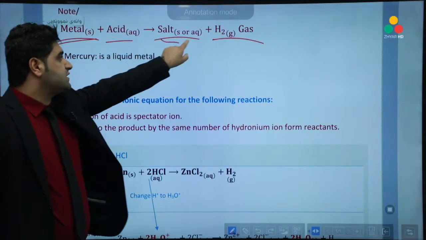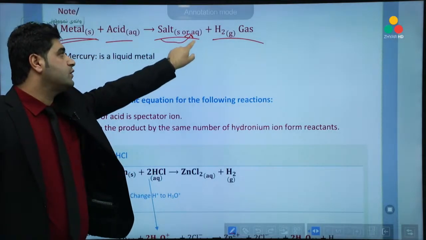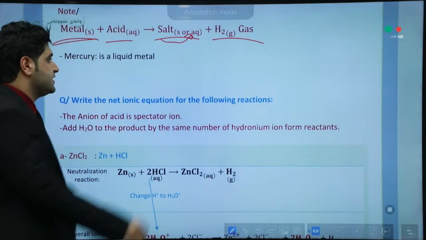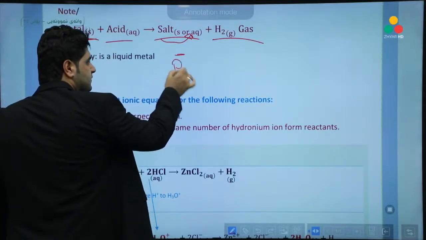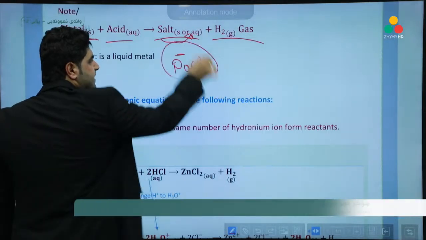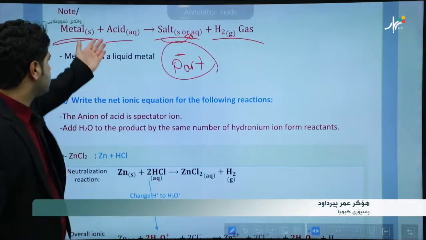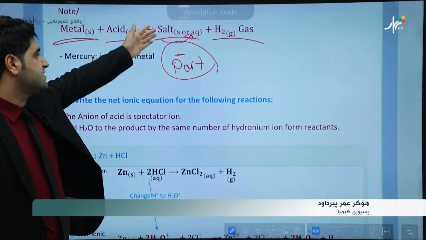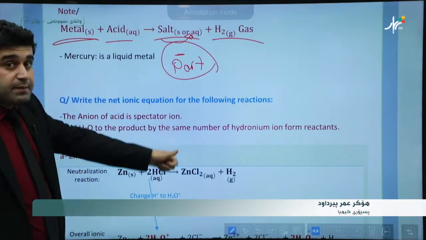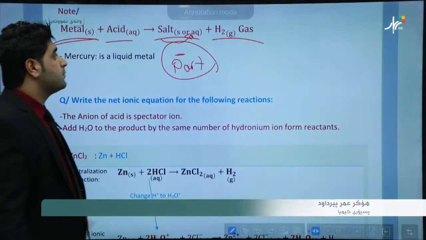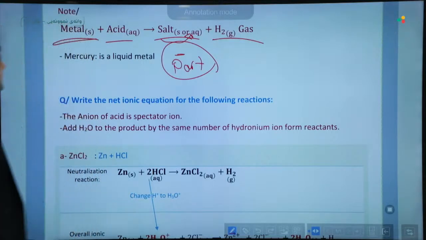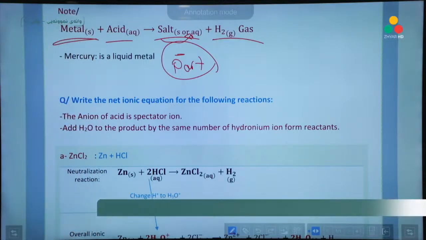If that salt is water soluble, in here we will have only one spectator. The negative part of the acid or negative part of the salt is the spectator. About the positive part, no. Plus H2 gas. What about water? No, we don't have any water.